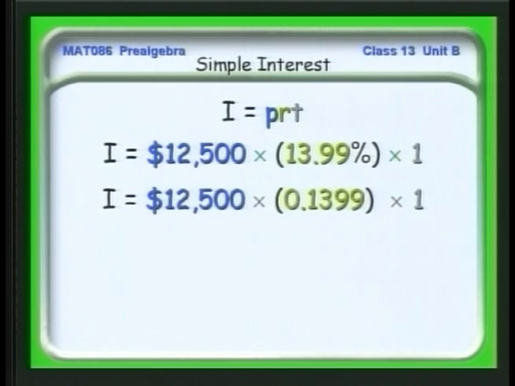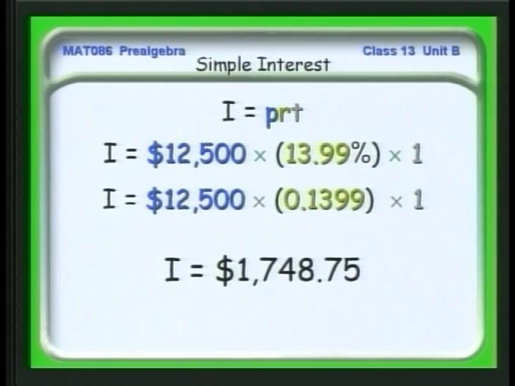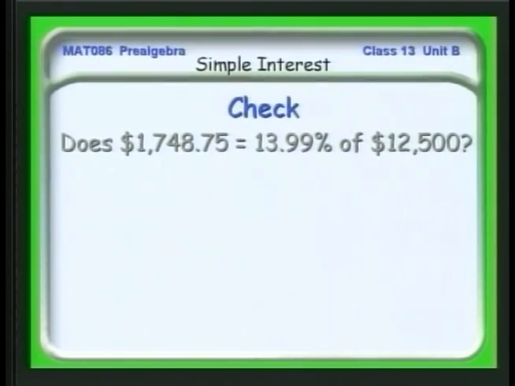When I work this out, of course, I have to change the 13.99% to a decimal. And I find that rounded off to the nearest penny, what you would owe the credit card company in addition to the $12,500 is another $1,748.75.